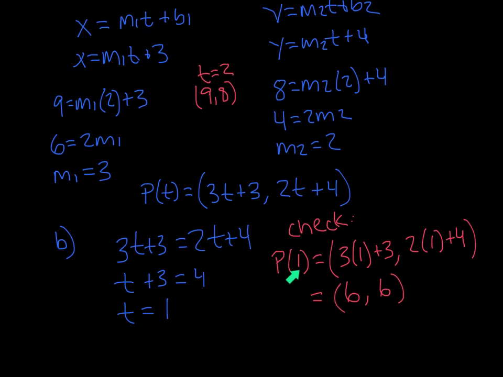And then in red here, I checked to see if I was equidistant from both axes. So I plugged 1 into my position. That means I plug 1 wherever I see a t, solved, and I got 6, 6. So that would mean it's equidistant from both the x and y axes, and the distance is 6.